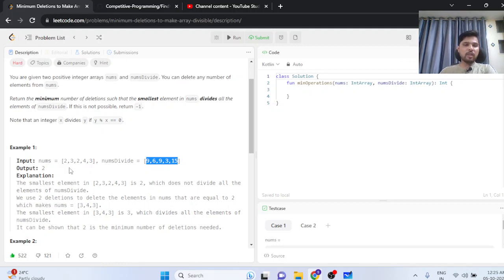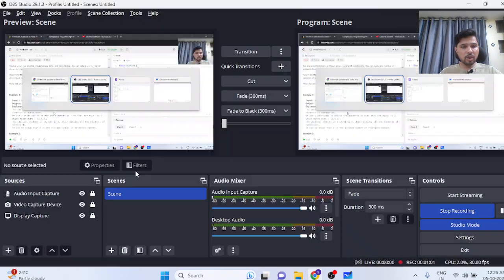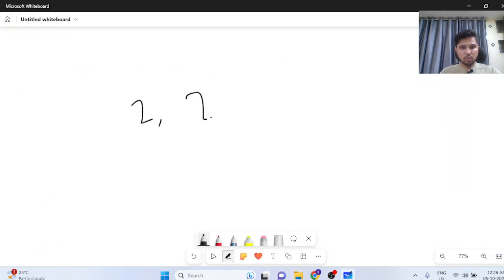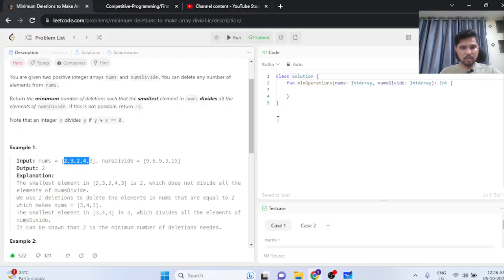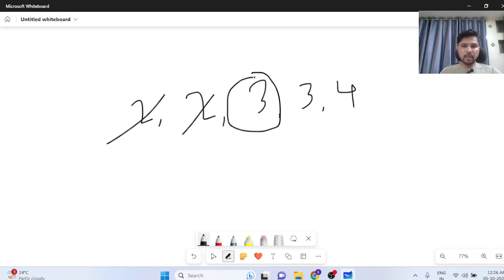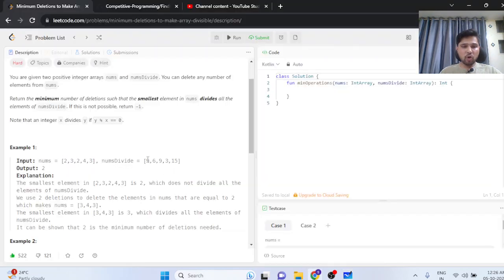One thing I can see is if we try to sort this one, we will get 2 2 3 then another 3 and 4. So simply if I just delete these two, the next smallest element is 3, and this 3 is able to divide all of these: 9 6 9 3 and 15. So that's why the output is 2. Okay, and that's what we have to do here.